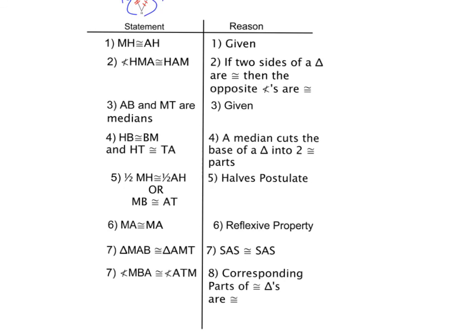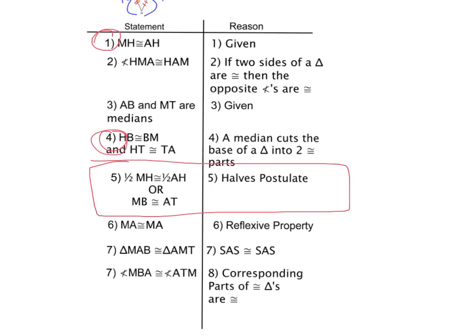The halves postulate, again, is going to be dealing right here with the fact that the big pieces are congruent and the halves are congruent. You would need to do these three together in order to use the halves postulate.